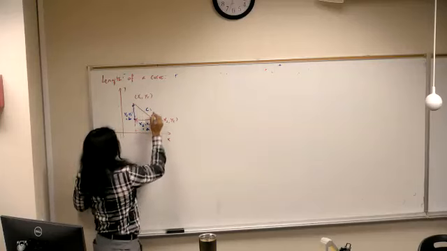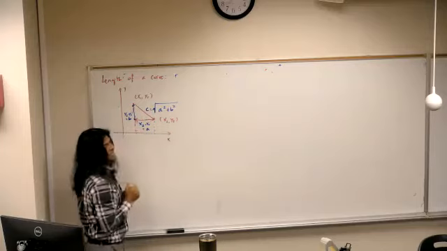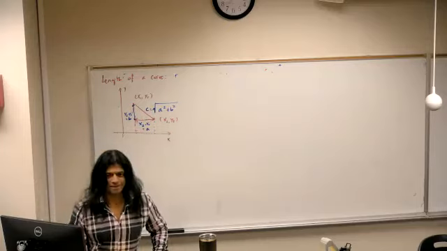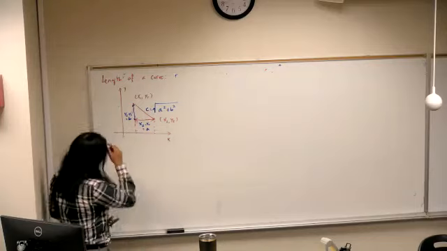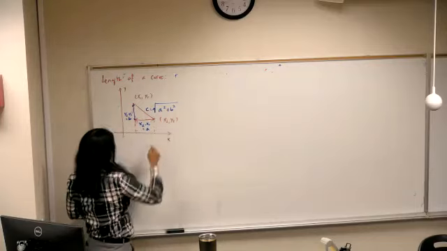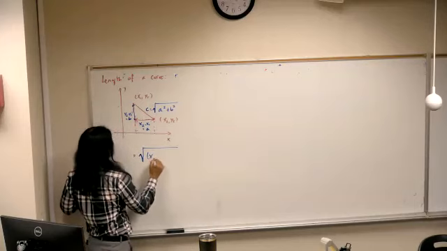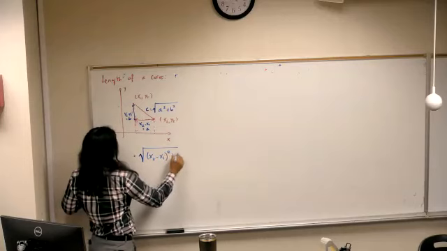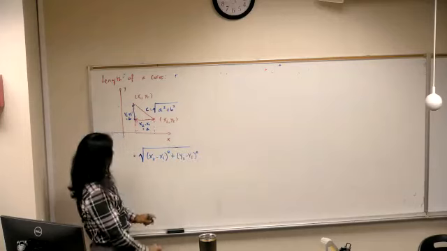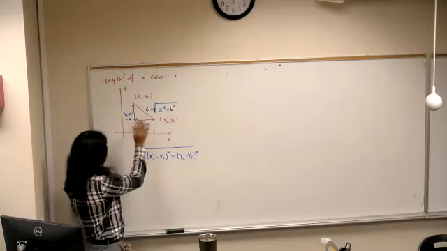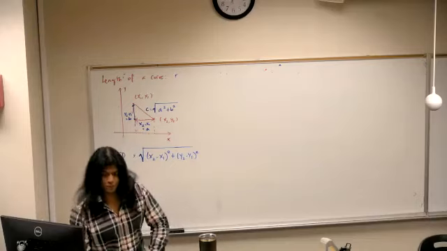The square root of A squared plus B squared comes from the Pythagorean theorem, C squared equals A squared plus B squared. So what is A and what is B? Well, A is x2 minus x1, and B is y2 minus y1. But that is the distance between 2 points, x1, y1, and x2, y2.